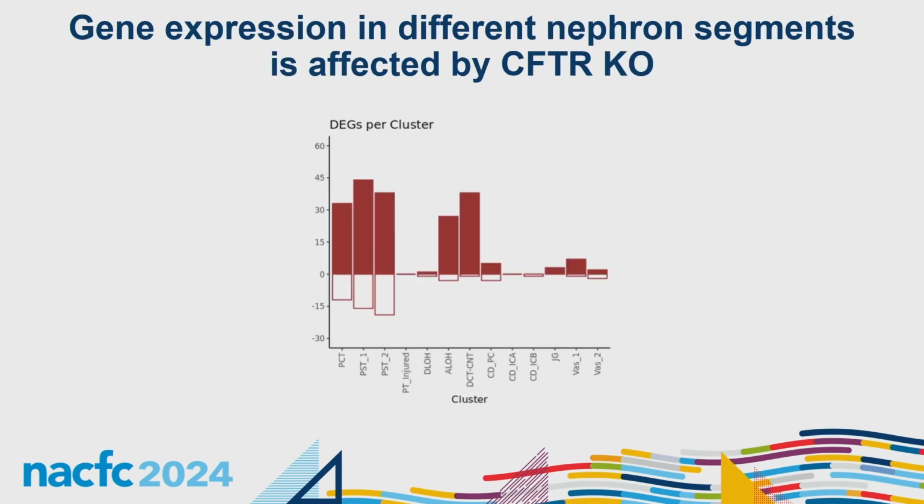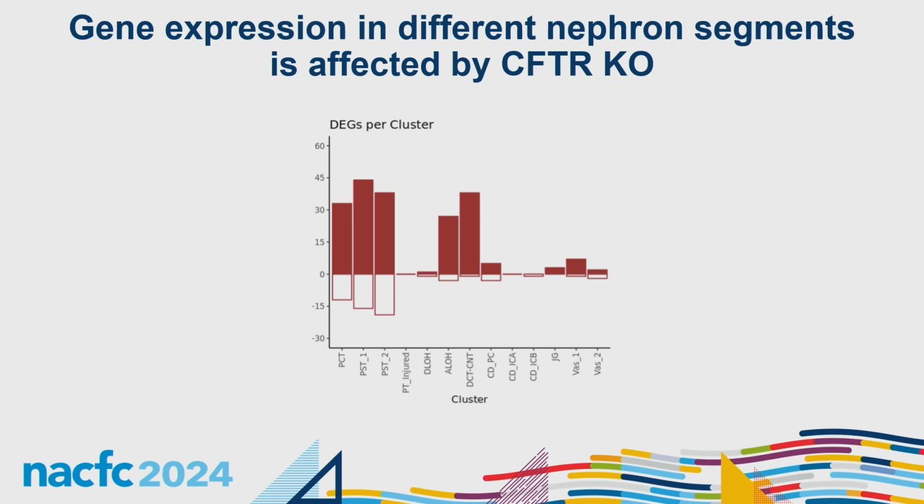So here we evaluated the differential gene expression in these cell clusters, and as you can see, both increased direction and decreased direction, marked here by the different colors and position, were primarily affecting the proximal tubule. And what I want to point out is the smallest change, which is this very small change, which is the proximal tubule injured cluster.